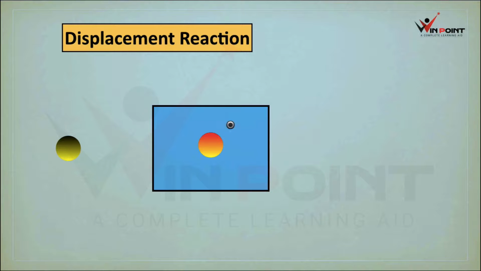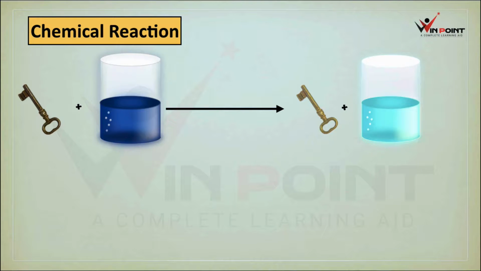There is a diagram and there is a circle and there is another circle. Displacement means this circle will go away from this rectangle and the other circle will come in. This is known as displacement. In chemical reactions also the same thing is happening. We can discuss it with a chemical reaction. Here iron plus copper sulphate, here copper plus iron sulphate or ferrous sulphate.